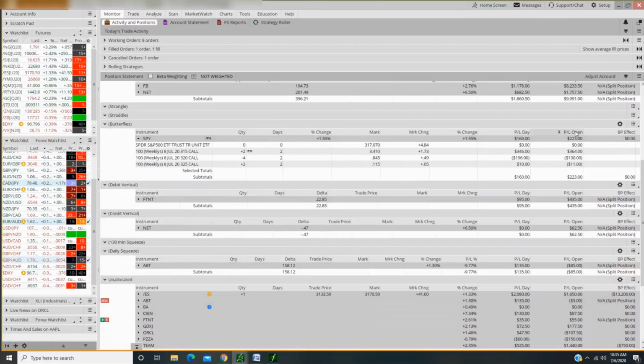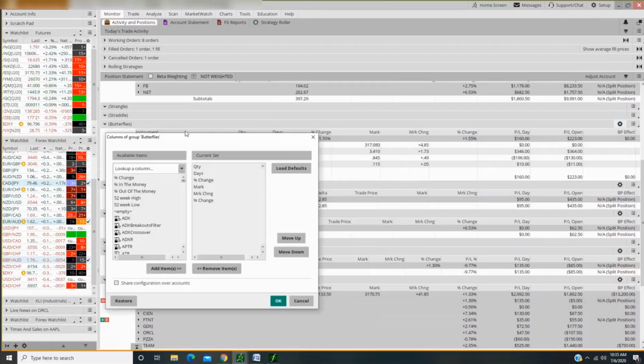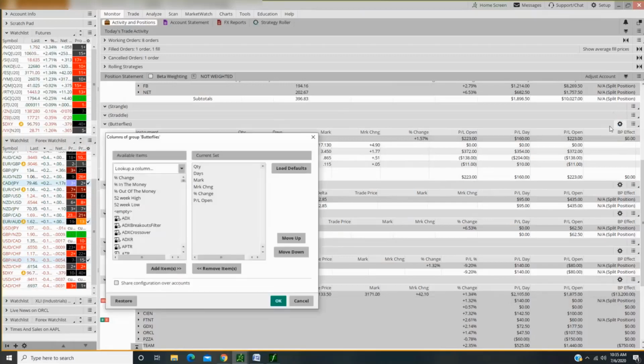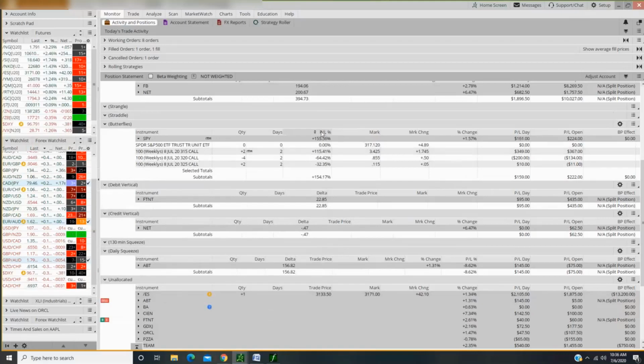That percent change. Hang on. PL open. Hang on. There it is. PL percentage, my bad. We're up 154%.